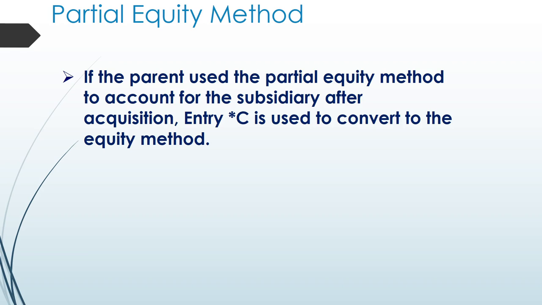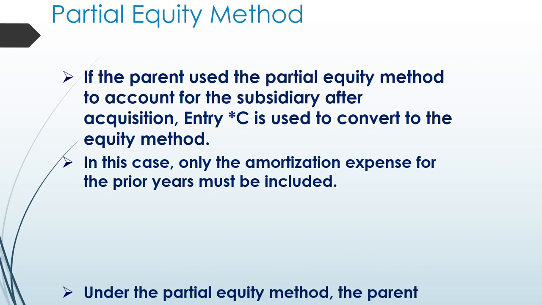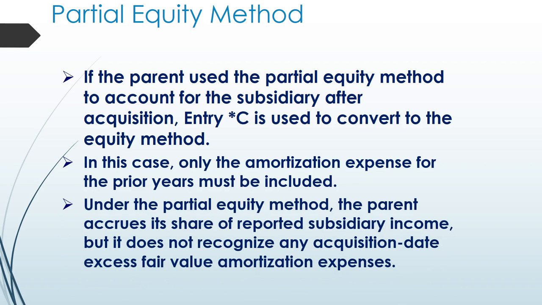So if the parent used the partial equity method to account for the subsidiary after acquisition, entry C is used to convert. In this case, only the amortization expense for the prior years must be included. Under the partial equity method, the parent accrues its share of reported subsidiary income, but it does not recognize any acquisition date excess fair value amortization.